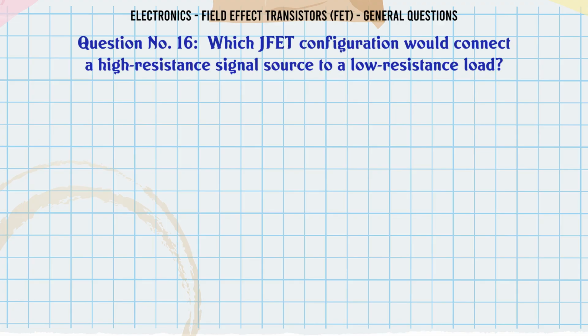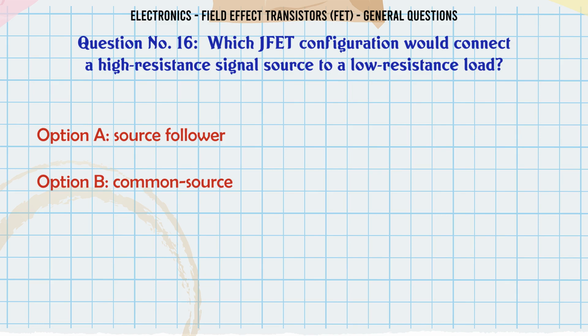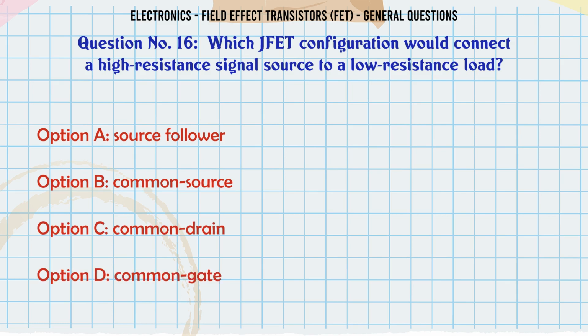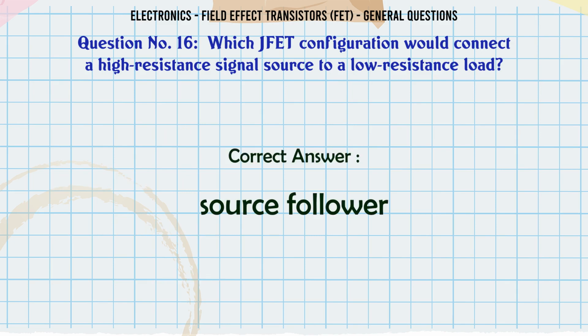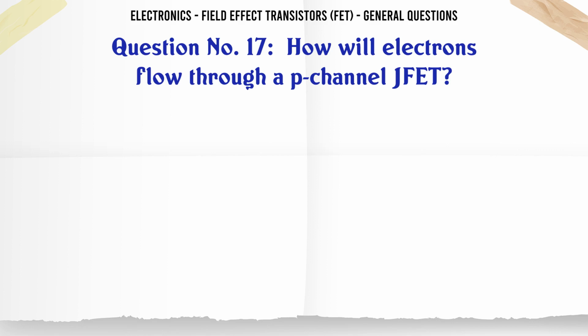Which JFET configuration would connect a high resistance signal source to a low resistance load? A. source follower, B. common source, C. common drain, D. common gate. The correct answer is source follower.